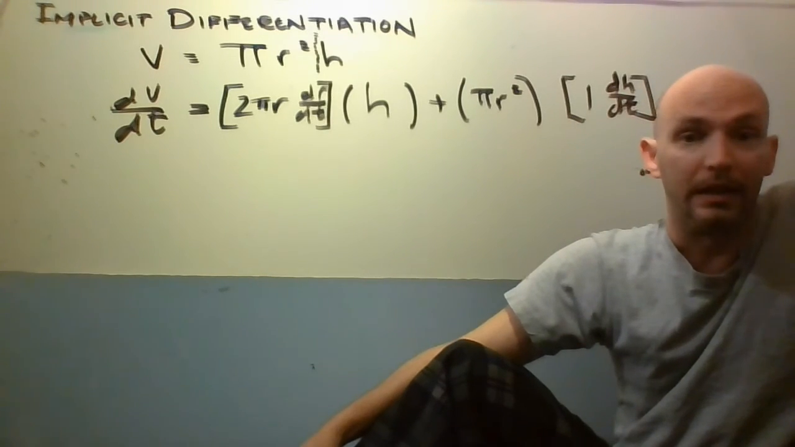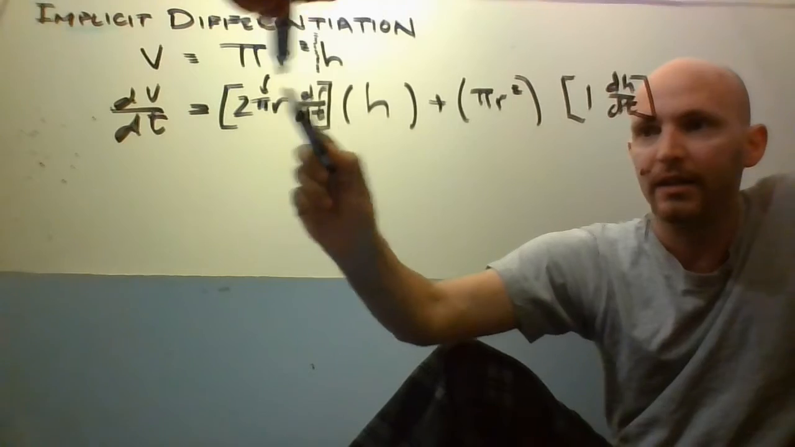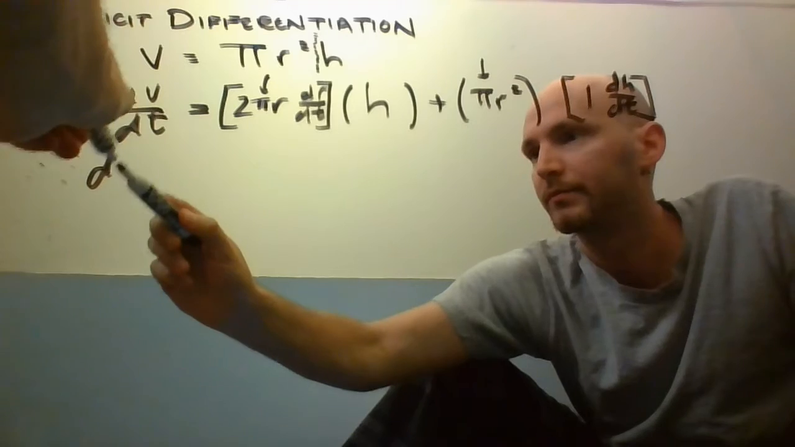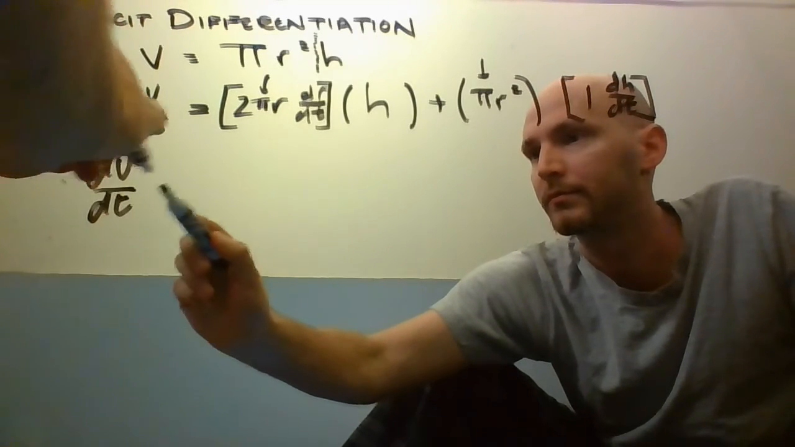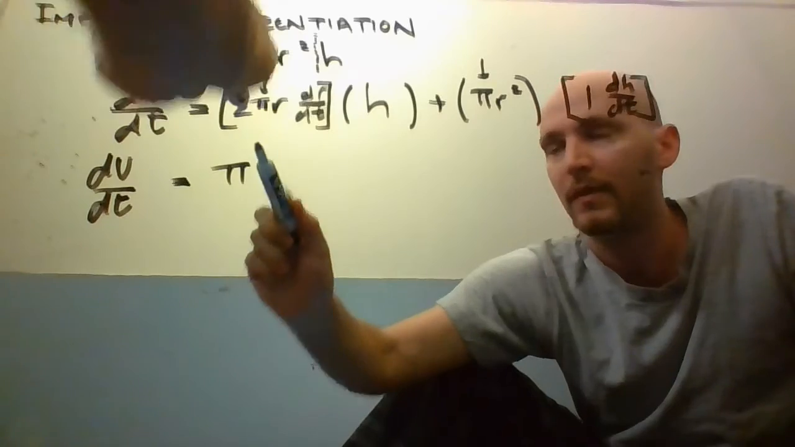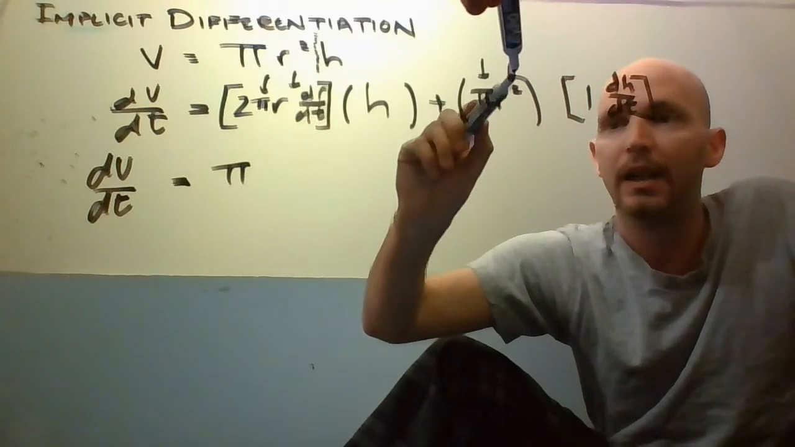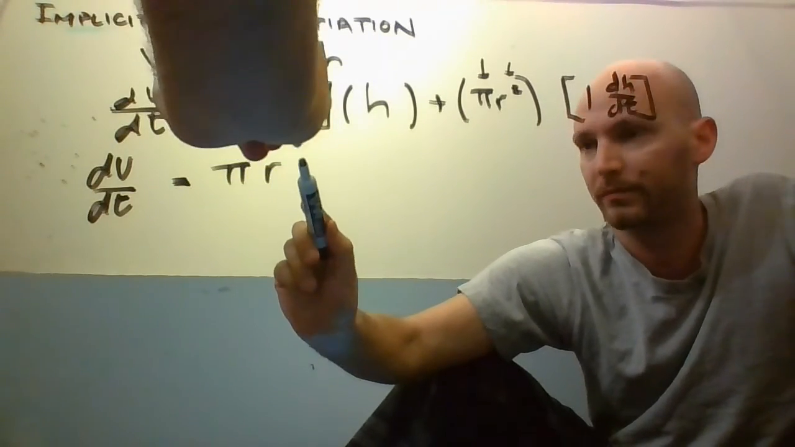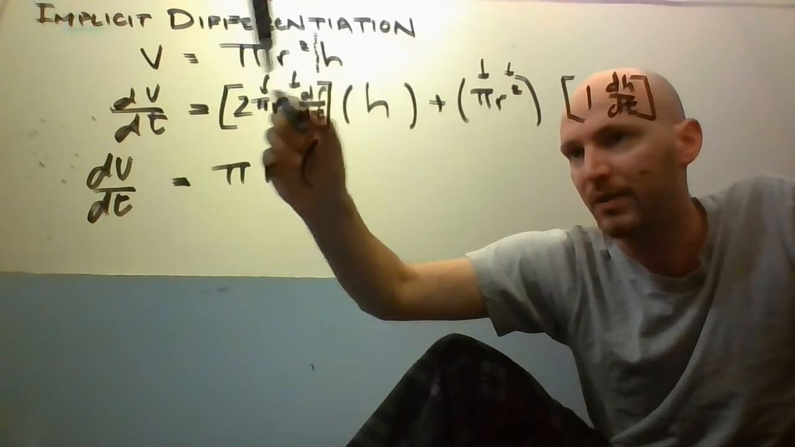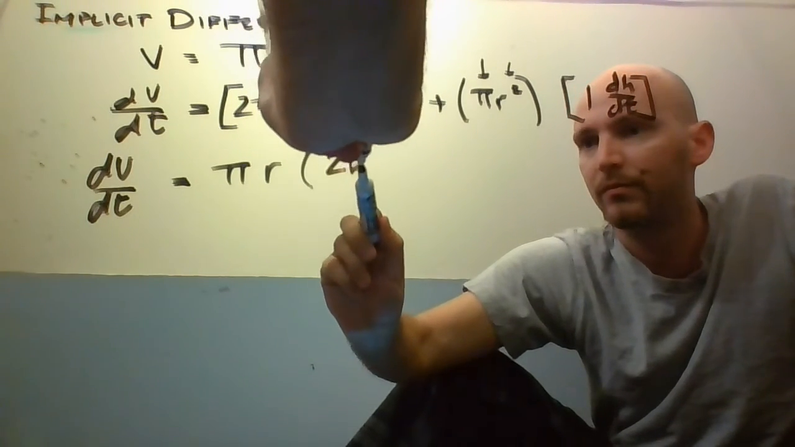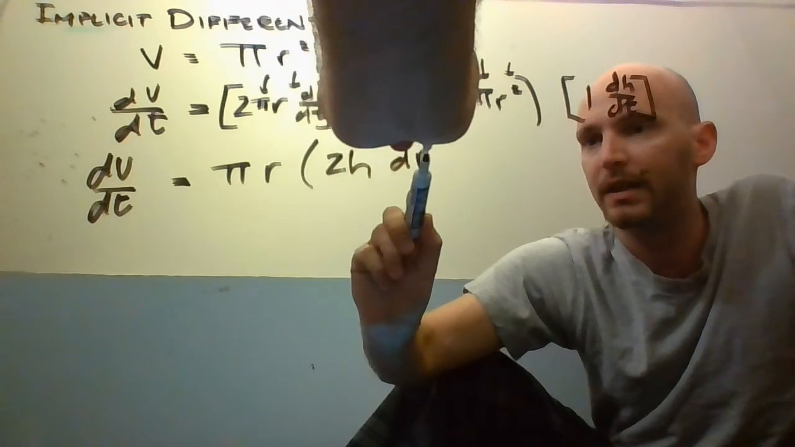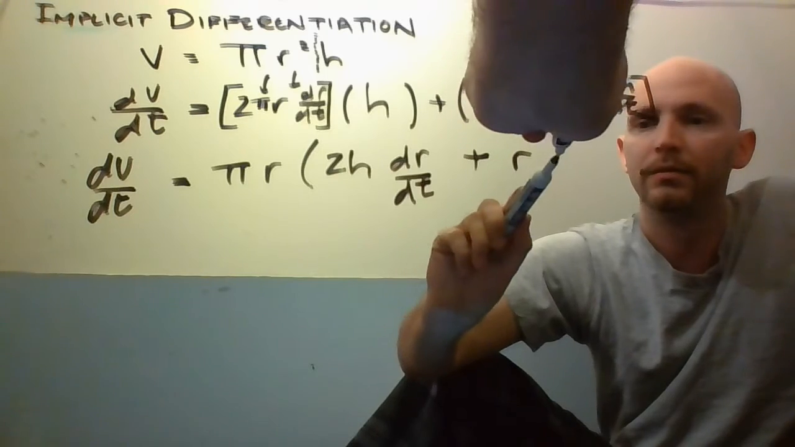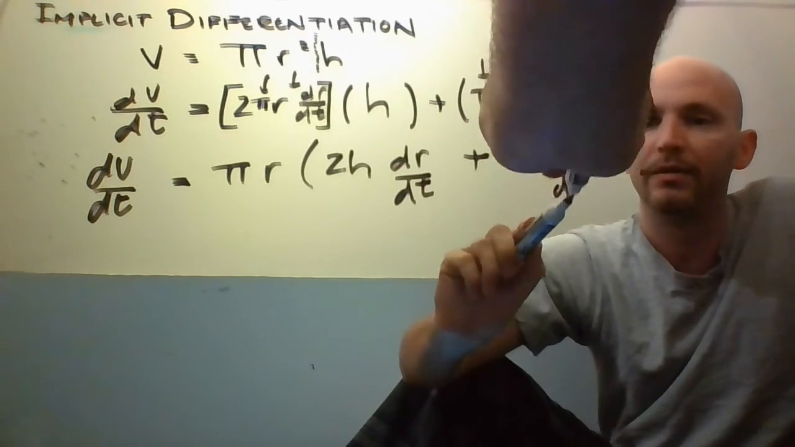Okay, now it's a big, long, ugly thing. Do you notice that there is a pi here and there's a pi there? So I'm going to factor it out. There's also an r here and an extra, there's 2 powers of r there, so I'm going to pull one of those out. And that leaves me with 2h dr/dt and r dh/dt.